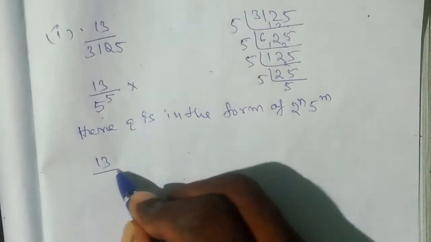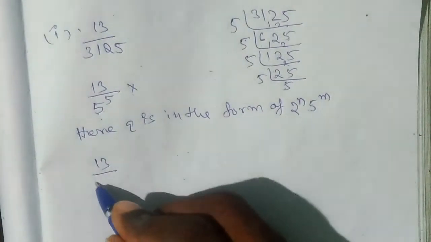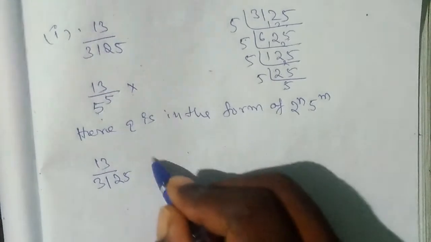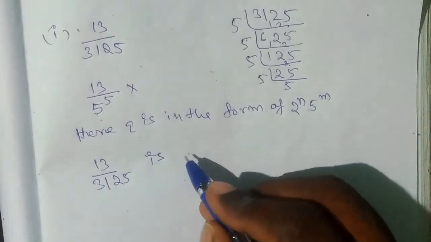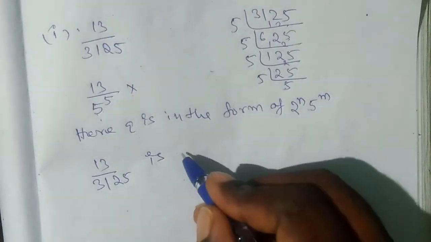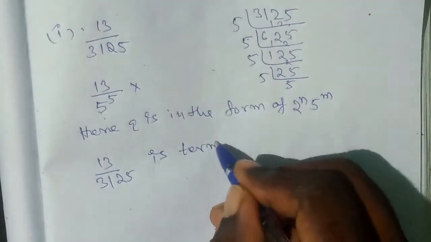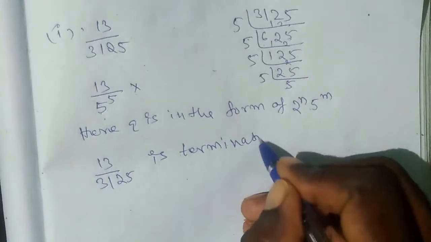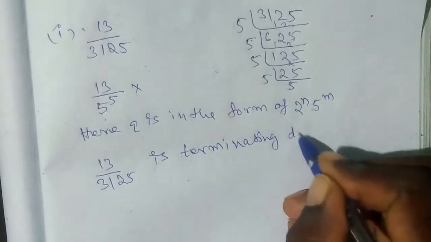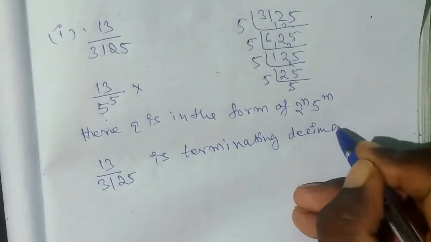So 13 by 3125 is what? Very good. Terminating decimal.